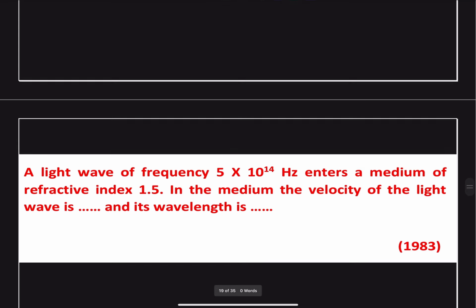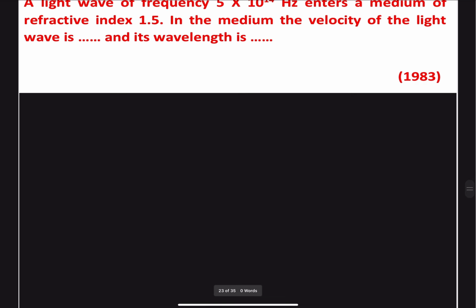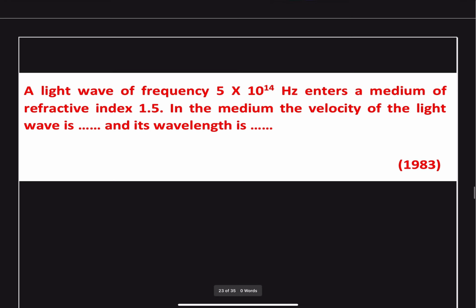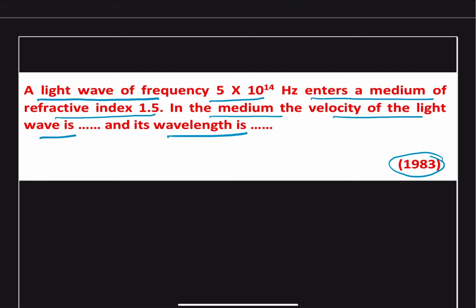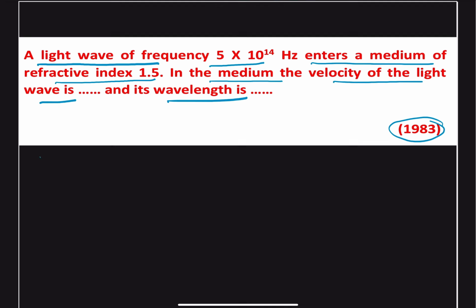In this question, it is quite straightforward, and we are given that it was asked in the year 1983, and it states that a light wave of frequency 5 into 10 to the power 14 Hertz entered a medium of refractive index 1.5. In the medium, we have to find out the velocity of the light wave and its wavelength. We are given the refractive index as well as frequency. So we can say our frequency is given as 5 into 10 to the power 14 Hertz, and we have refractive index which is given as 1.5.